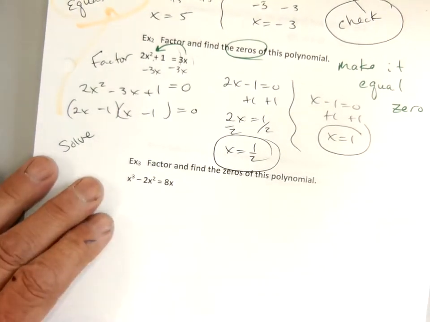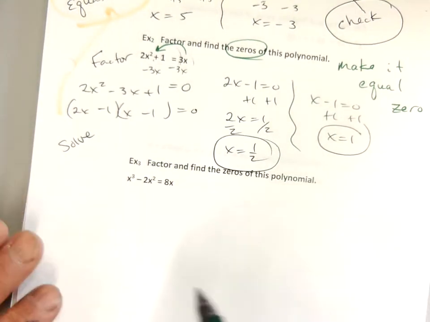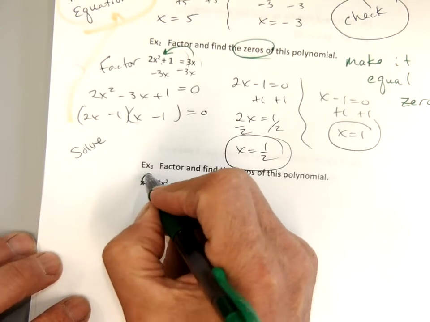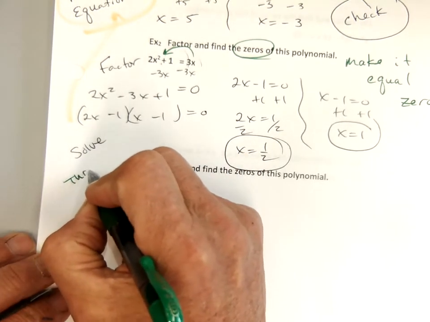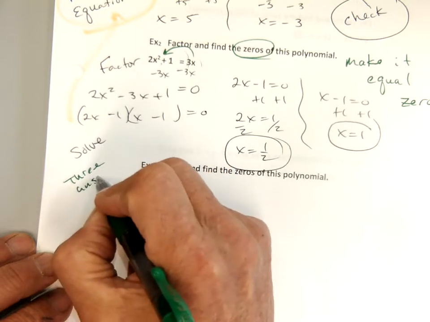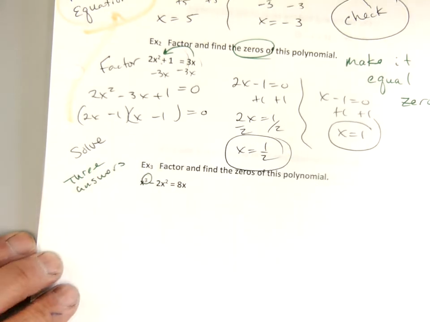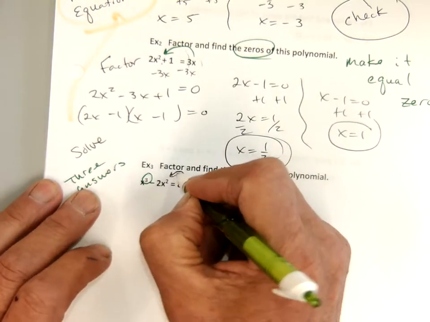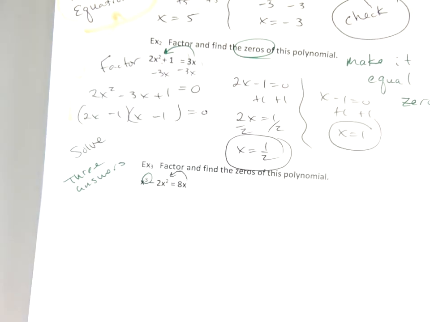So, how many answers? 3. Totally right. I know there's got to be 3 answers. Let's see if we can get 3 answers. So, the first thing I'm going to do is I'm going to bring the 8x over. Okay, so this is Algebra 2. You guys know how to do this, right? What are we going to do to bring the 8x over? Well, just be smart.